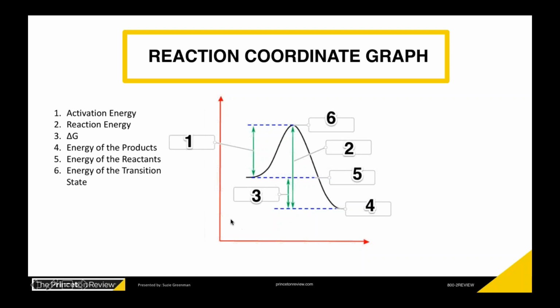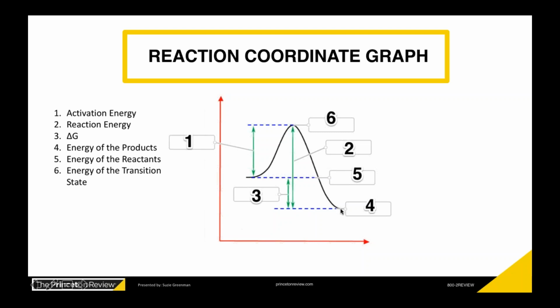I'm going to put all these up there. So 3 is my delta G. It's the difference between the energy of my reactants and the energy of my products. If my delta G is negative, meaning that I'm rolling downhill, then the energy of my products is going to be less than the energy of my reactants, because it makes sense, right? I want to get to a lower energy state.